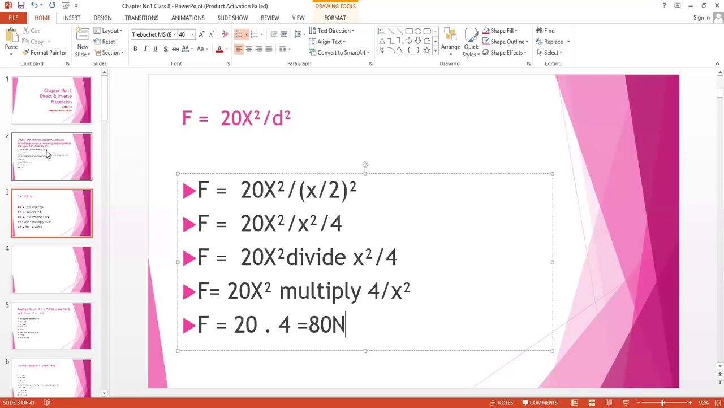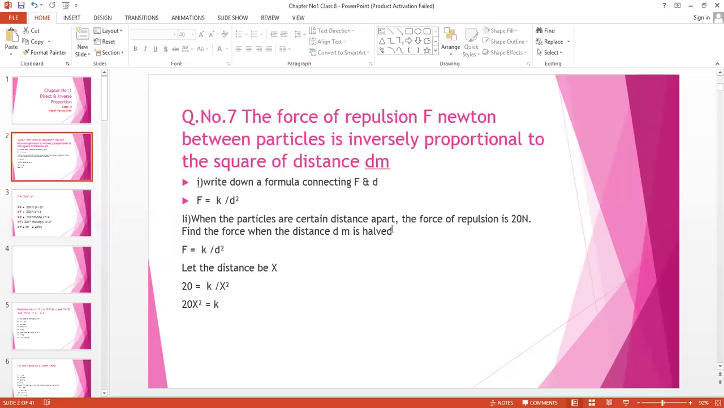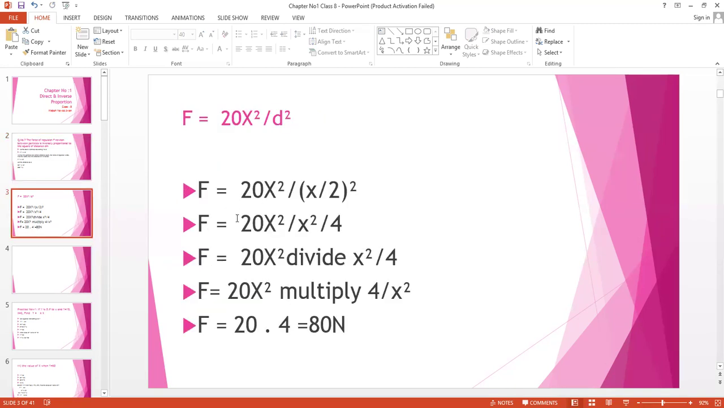Okay. Again, we come to the question. Look here, they are saying when the particles are a certain distance apart, the force of repulsion is 20 Newton. Find the force when the distance is half. First, we have to assume that the distance is x. Then, firstly, we have to find the value of k. After finding the value of k, we are able to find the value of F because the distance is half, so (x by 2) square. So we have to take its square, and then we change this division into multiplication and take its reciprocal, and then after solving we will get this is equal to 80 N. So the force is 80 N when the distance is half.